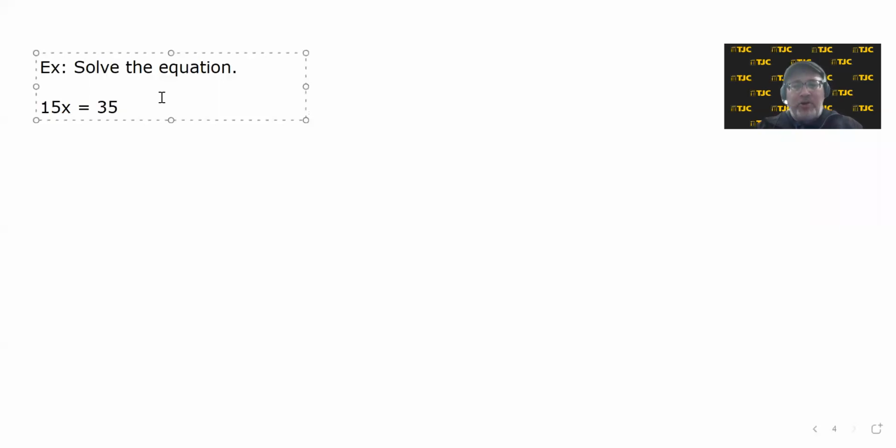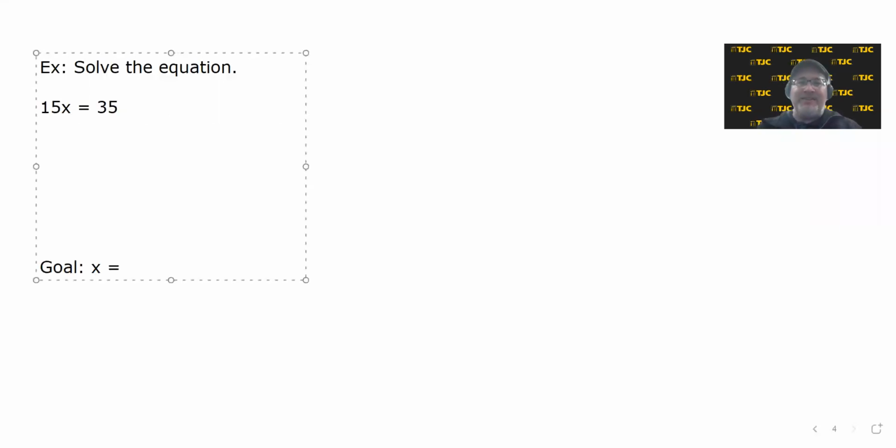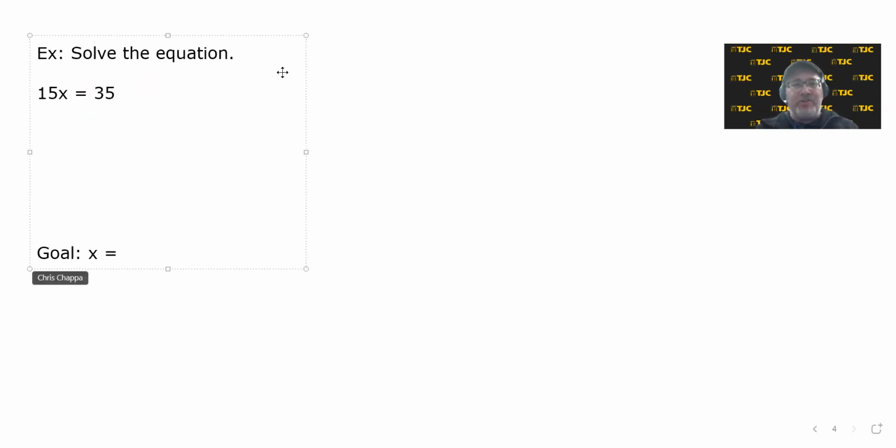Well, what's our goal? Get the x by itself. What number is preventing that goal from happening? That 15 in front, excuse me, that's supposed to be highlighted. That 15 is what's preventing us from our goal. How is the 15 attached to the x? It's multiplied. How do you unmultiply something? You divide it. So we are going to divide both sides of this equation by 15 because the 15 is preventing us from our goal. It's preventing us from getting the x by itself.